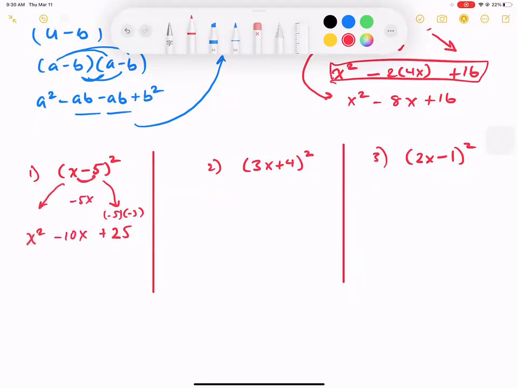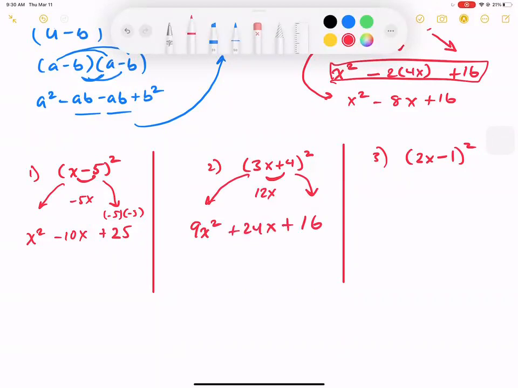Next term seems to be harder, right? But we still follow the same properties. We square the front, we square the back. 3 times 3 is 9, x squared in the front. 4 times 4 is 16 in the back. And we double the middle. 3 times 4 is 12x. Double it, becoming 24x.